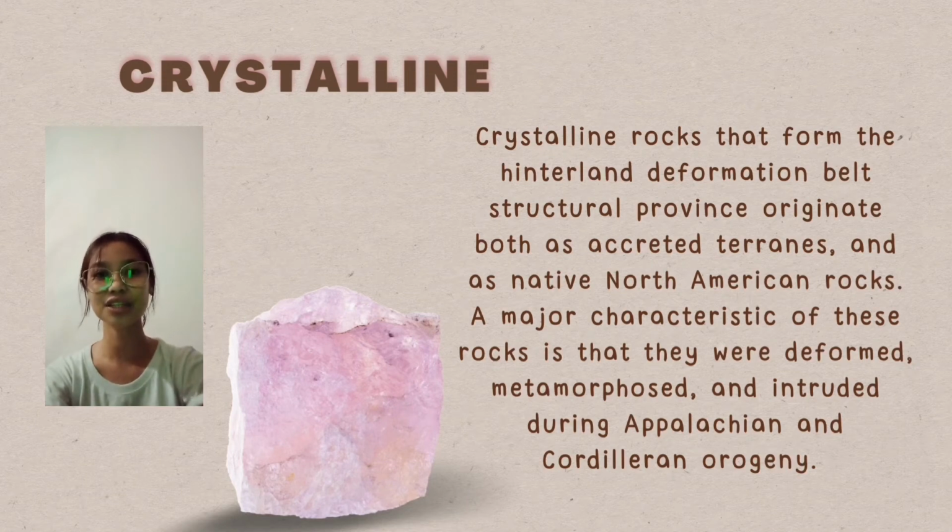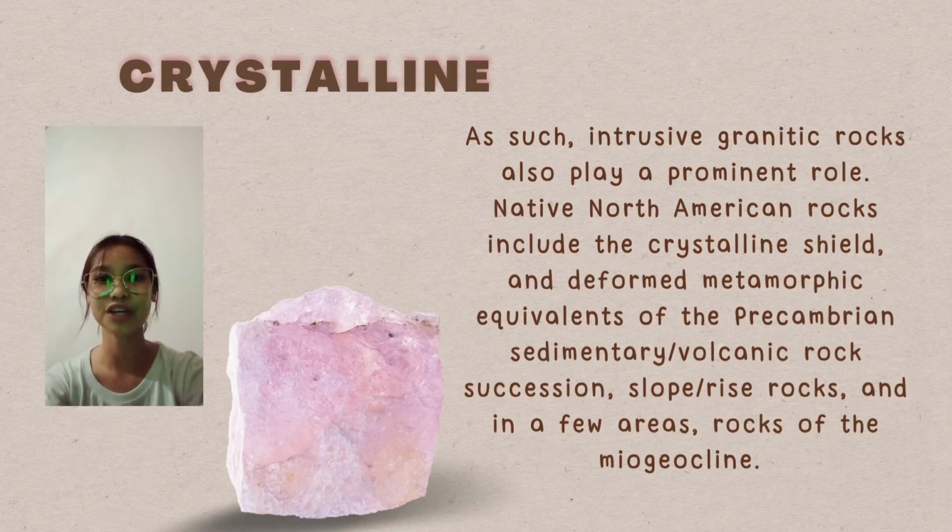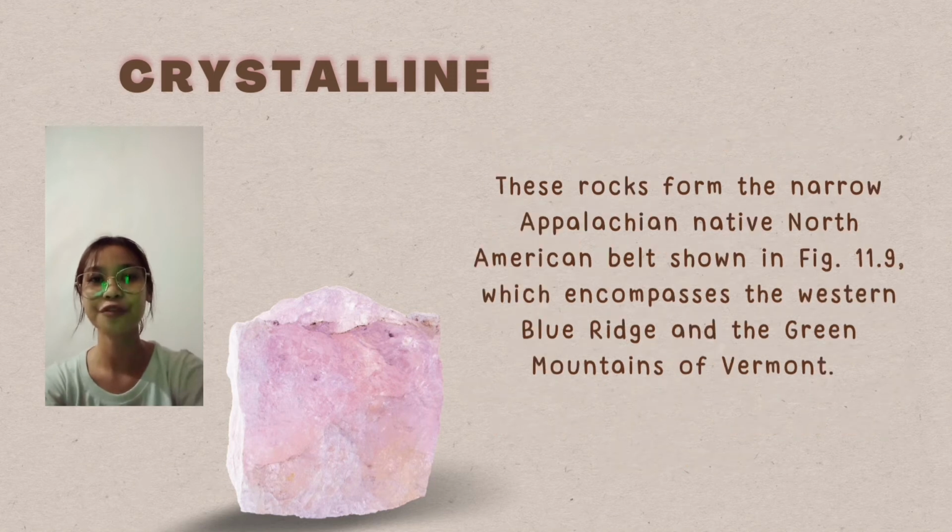Crystalline. The crystalline rocks that form the hinterland deformation belt structural province originated both as accreted terrains and as native North American rocks. As such, intrusive granitic rocks also play a prominent role. Native North American rocks include the crystalline shield and deformed metamorphic equivalents of the Precambrian sedimentary volcanic rock succession, slope rise rocks, and in a few areas, rocks of the miogeocline. These rocks form the narrow, native North American belt, which encompasses the western Blue Ridge and the Green Mountains of Vermont.